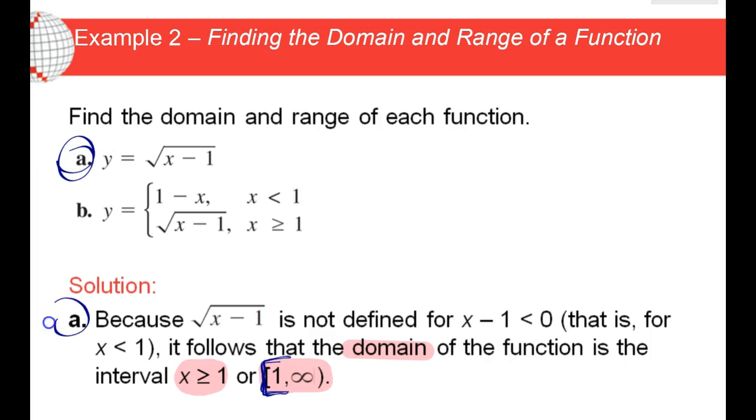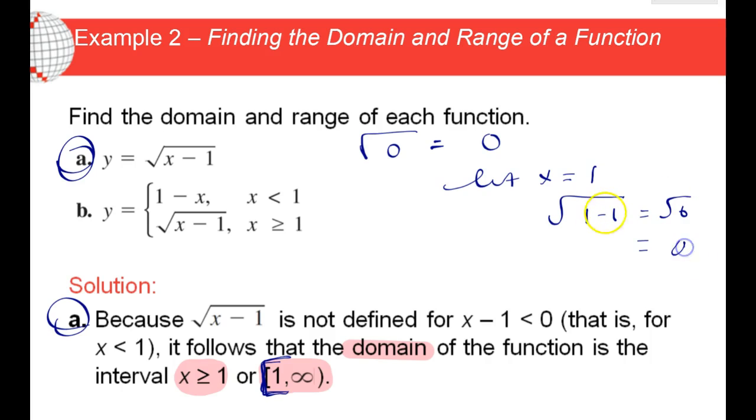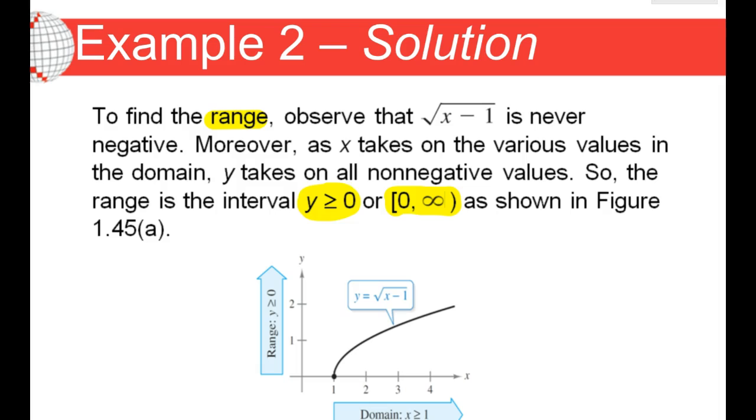For part A, since I can take the square root of 0 and get 0, I can actually let x equal 1, and I'll be fine, because the square root of 1 minus 1 is the square root of 0, which is a number. So I can include the 1 in part A, as opposed to not including the 1 in part B, for the first piece of the function.